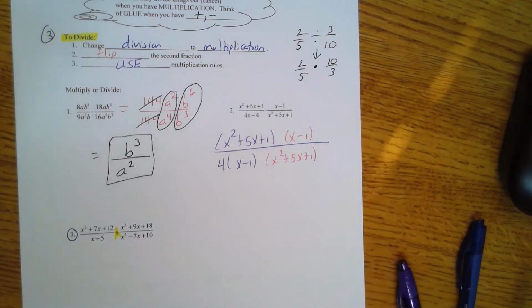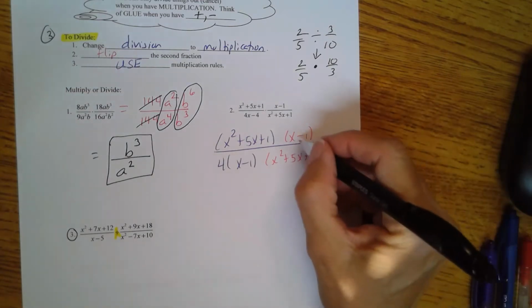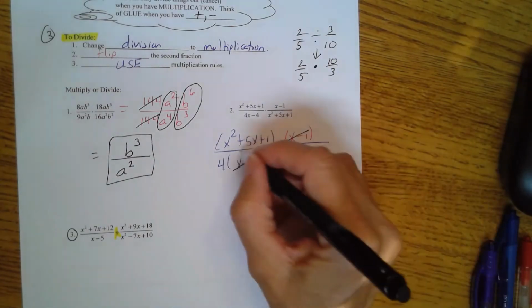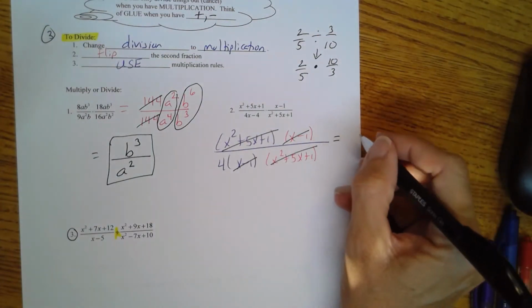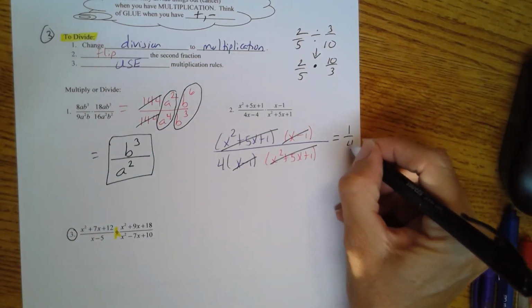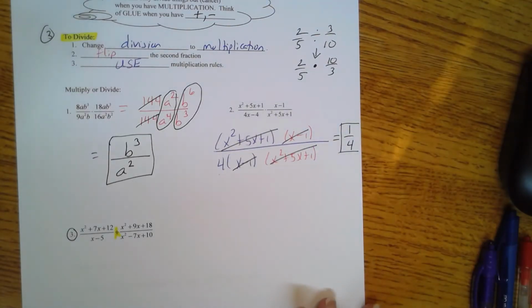I can go ahead and put them all together with one line because it was all multiplication. So now we're going to divide out any common factors. We have an x minus 1 in common, and we have this trinomial in common. So don't tell me the answer is 4. The answer is 1 over 4. Because why? The 4 is in the denominator, so what has to be on top is a 1.